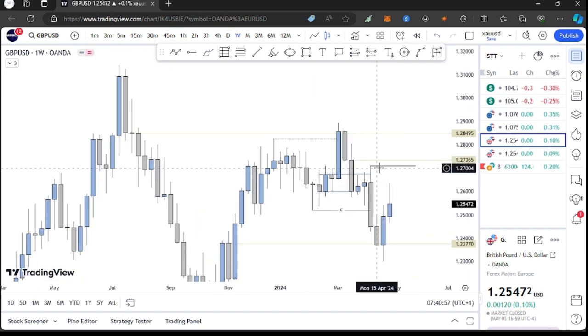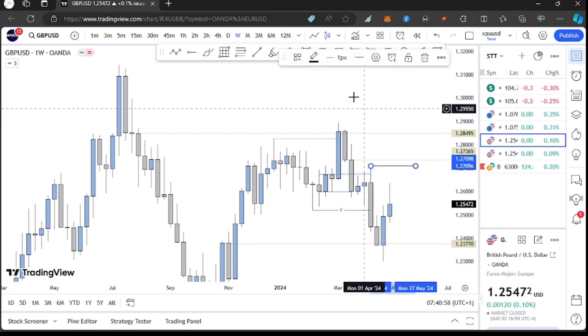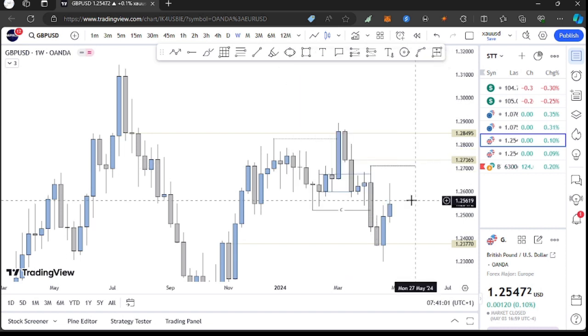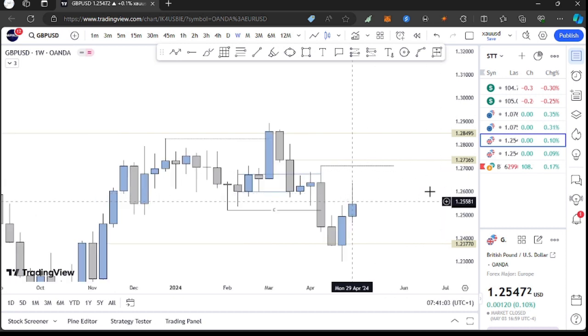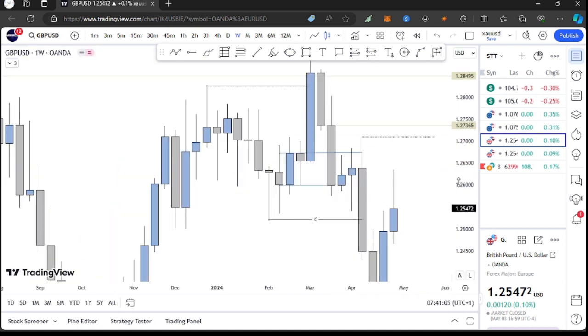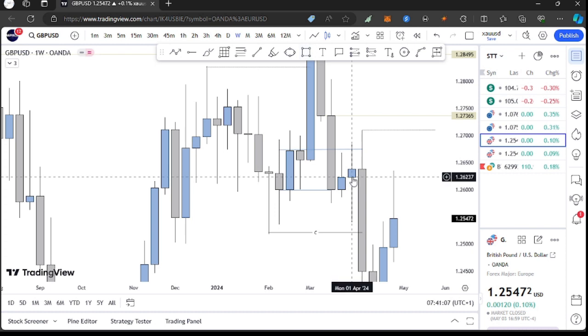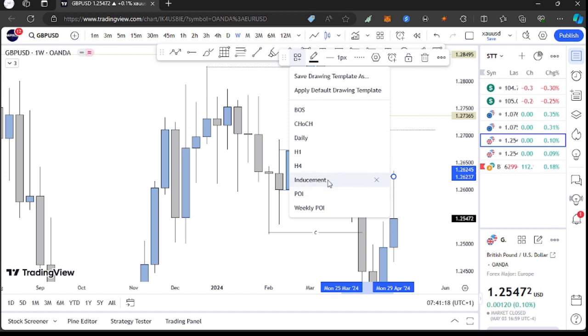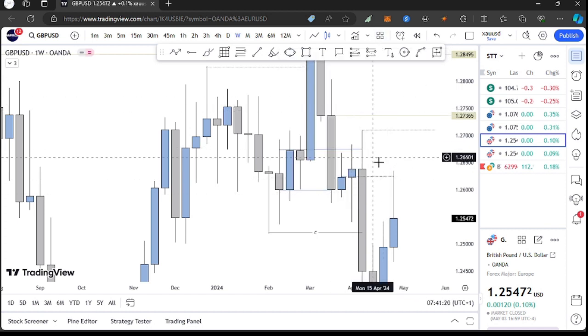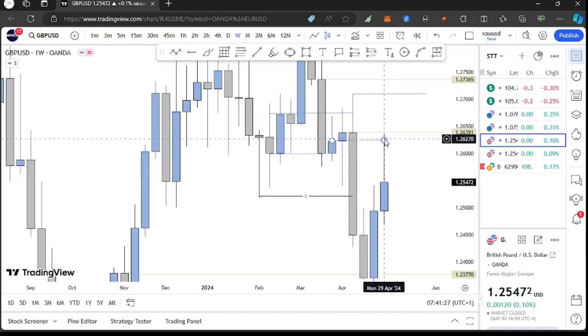So remember, this is an inducement. It doesn't mean we would have a reaction. This reaction that's coming here now, where is it coming from? It's coming from an intraday weekly level. This is one weekly level here, and this is another. This is one. And then this is another.